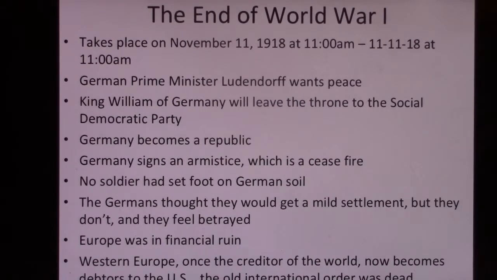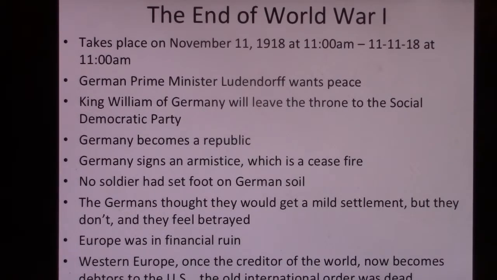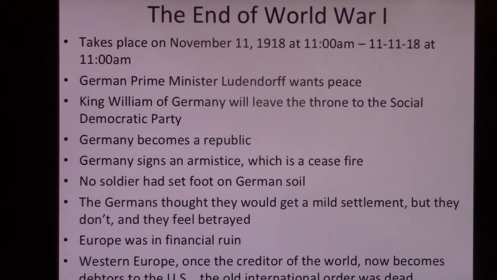Kaiser Wilhelm II of Germany is going to leave the throne, and he's going to turn it over to a democratic government known as the Social Democratic Party. And Germany becomes a democratic republic, a nation that will be governed by laws. Now, Germany, key important here, is signing an armistice. An armistice, as I said, is a ceasefire. There's no winner, there's no loser. We're just going to stop fighting.